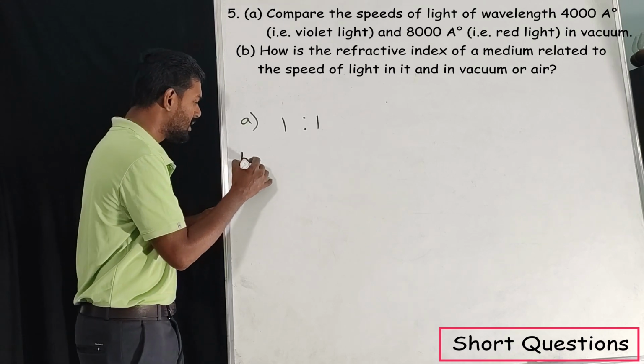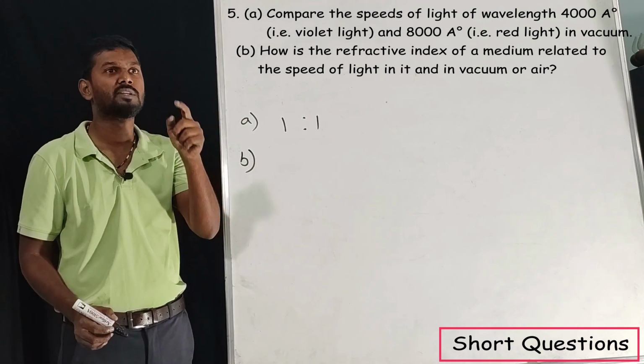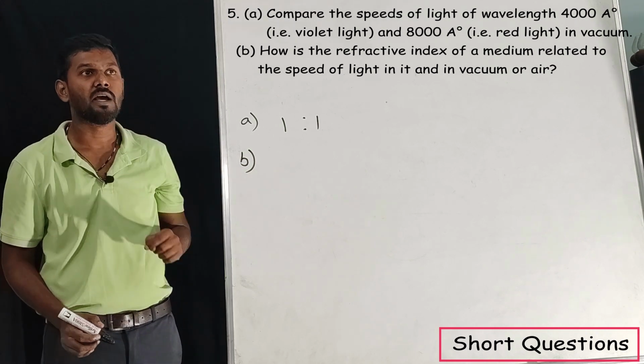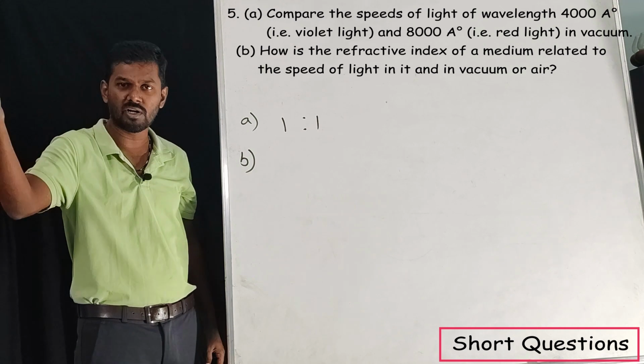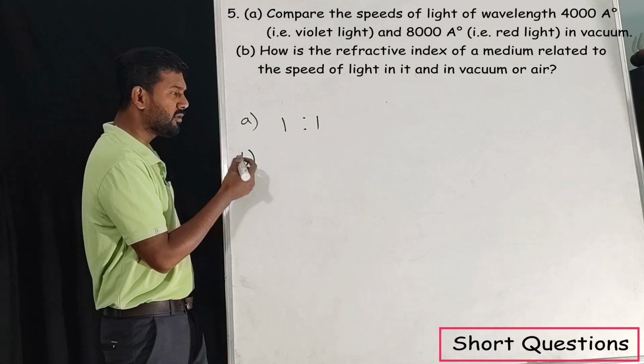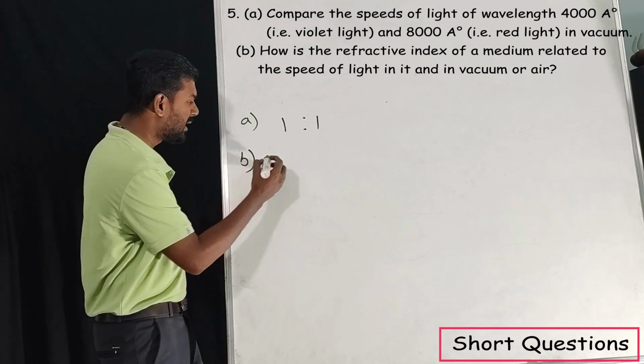Next, we'll go for sub question B. How is the refractive index of a medium related to the speed of light in it? See, first they have one more question. In vacuum or air, that is different. We'll talk about that later. Now in B, how is the refractive index of a medium related to the speed of light?